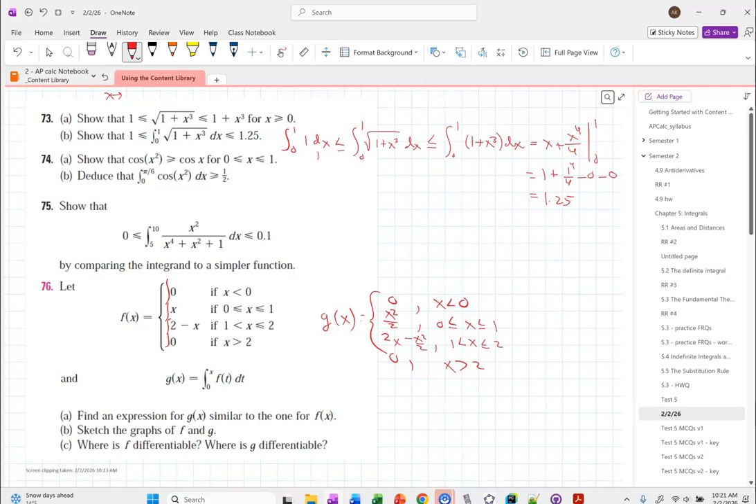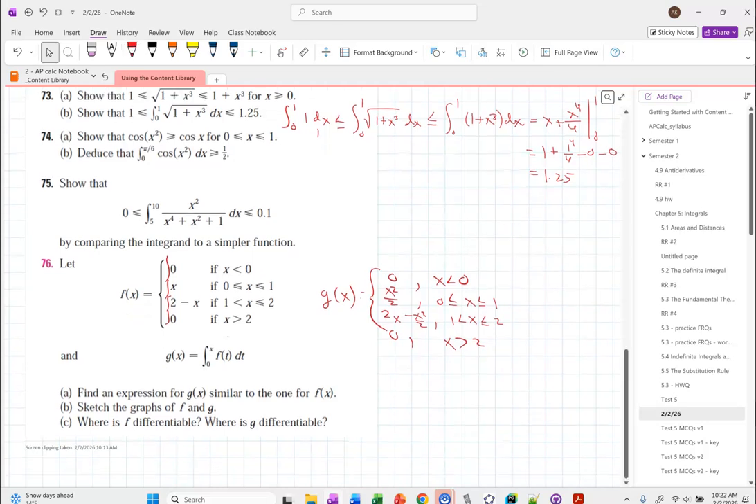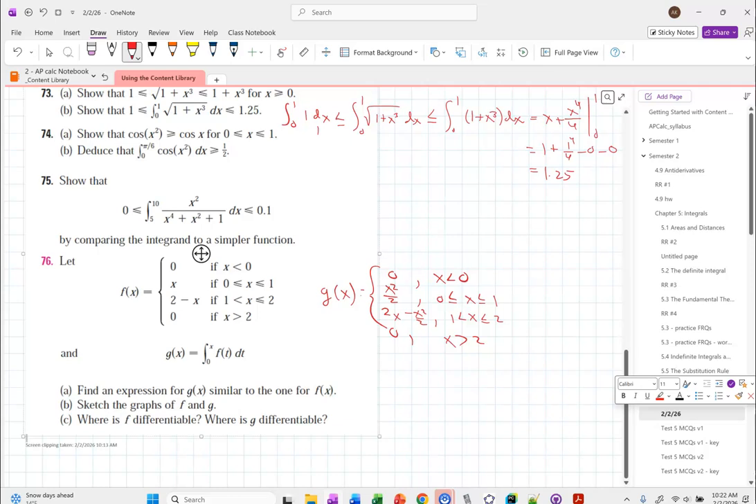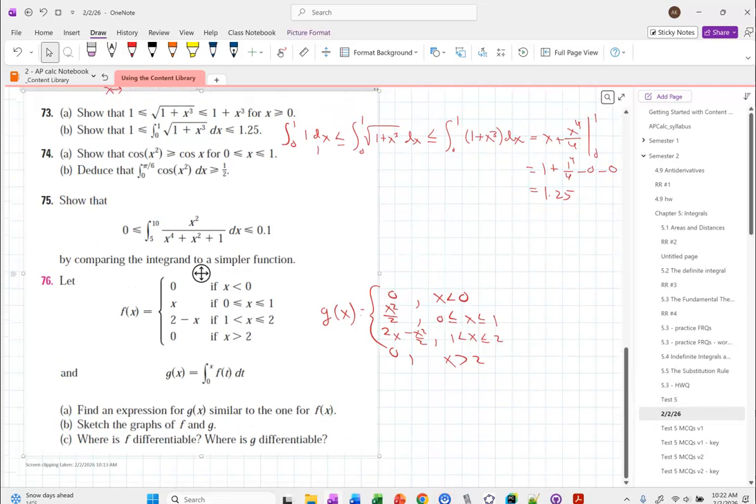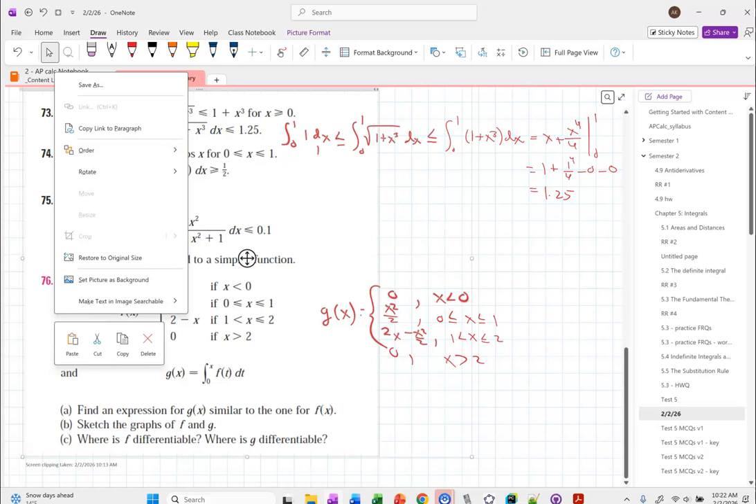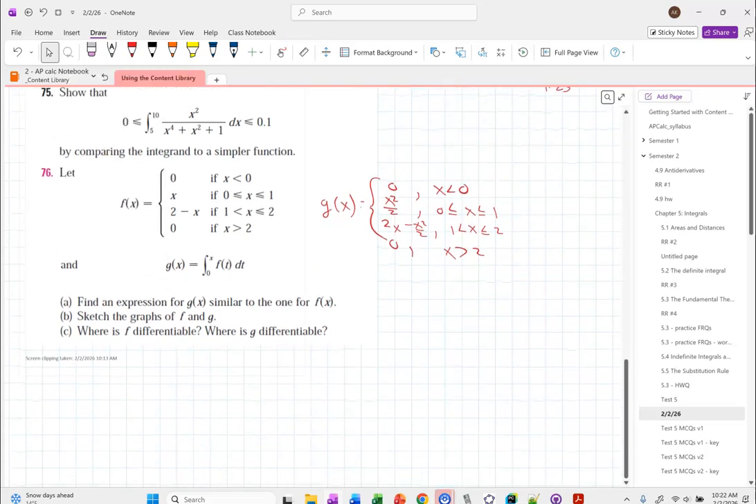I don't want to sketch the graphs, is that okay? Where is f differentiable? It's a good review question. Each one of these four functions is differentiable on their own, correct? The only thing I have to worry about is their boundaries. So at x equals 0, my limit is 0 on the left, my limit is 0 on the right, and f of 0 is 0. So we're good at 0.